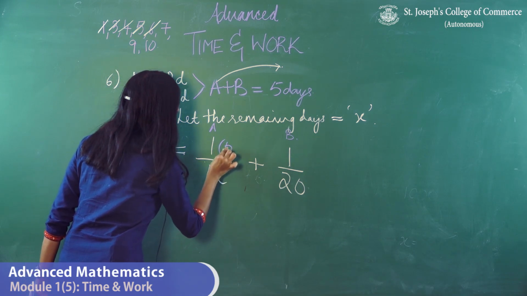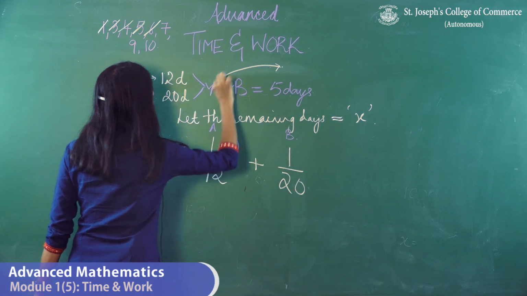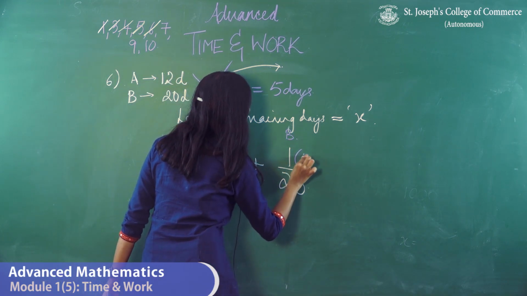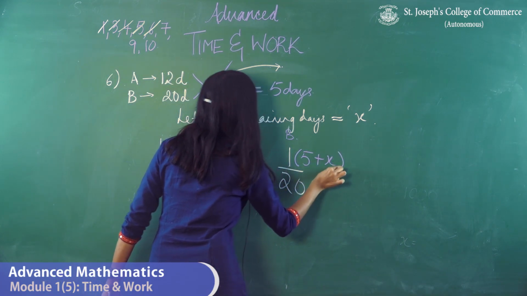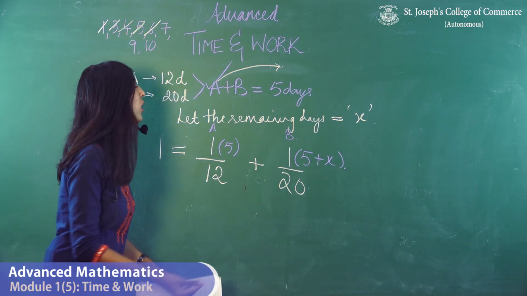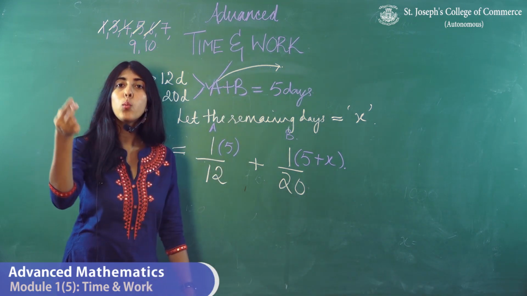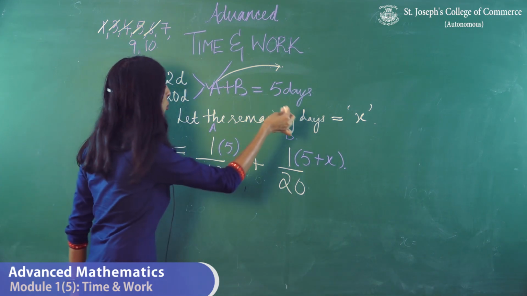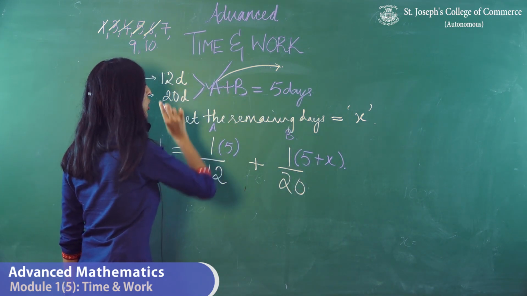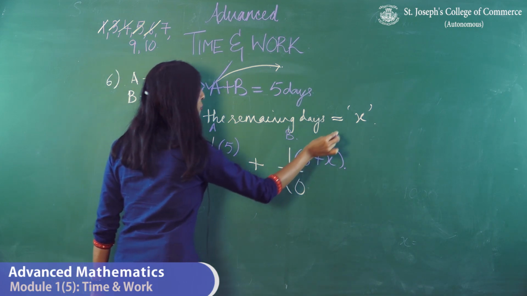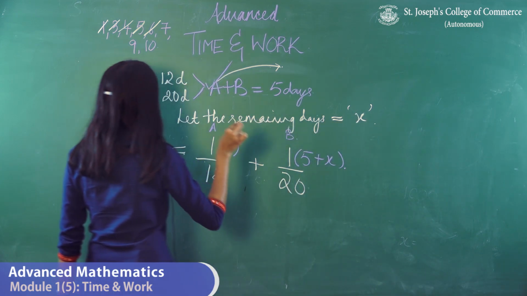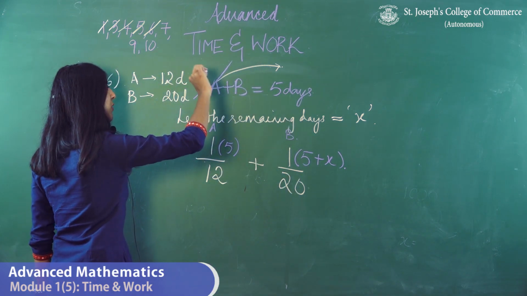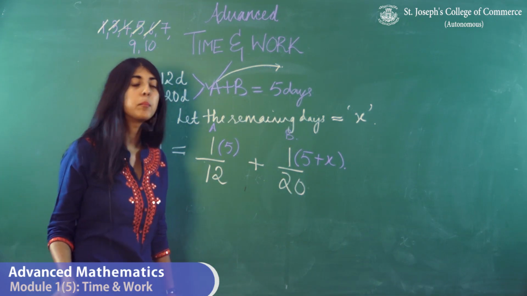So you multiply A into 5 because this is the only place A is available for, and the remaining days would be X plus 5 because B worked with A, as in you worked with me and you worked alone after I left. So B worked alone and he worked with A. So it would be 5 plus the remaining days he worked for. Why we write 5 again over here is because out of the 5 days, we don't know how much of the work B has completed.